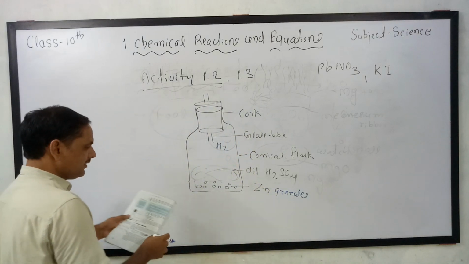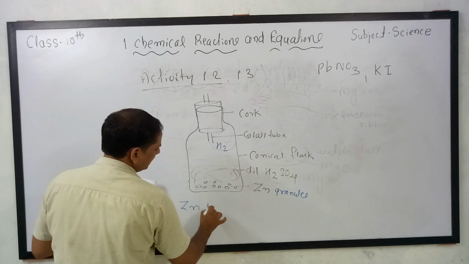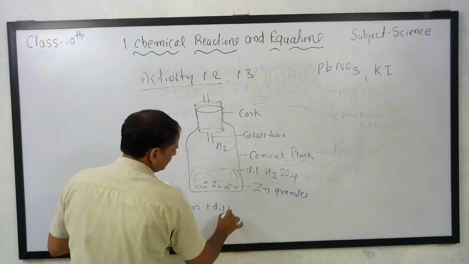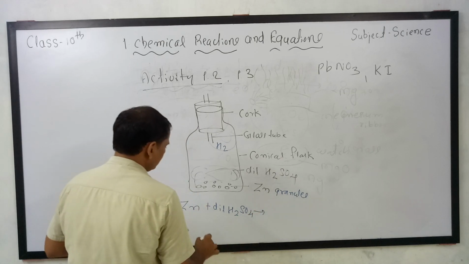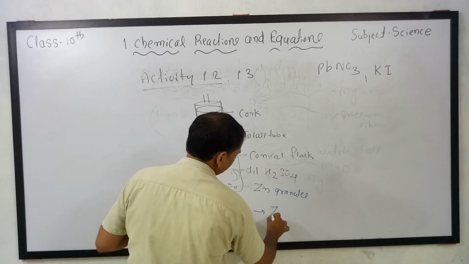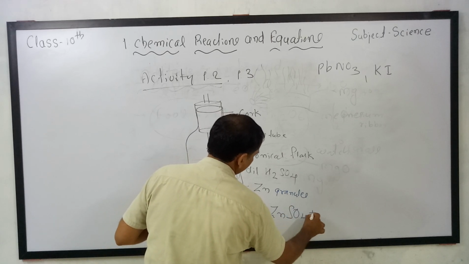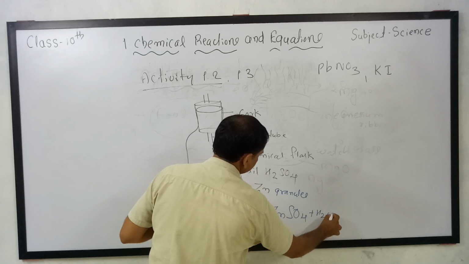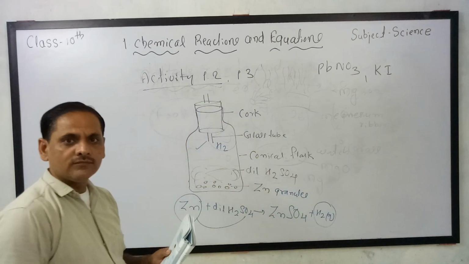And what is the chemical reaction here? Suppose zinc, formula Zn, plus dilute H2SO4, it gives: Zn reacts with SO4 and a new compound ZnSO4 is formed, plus H2 gas is released here.